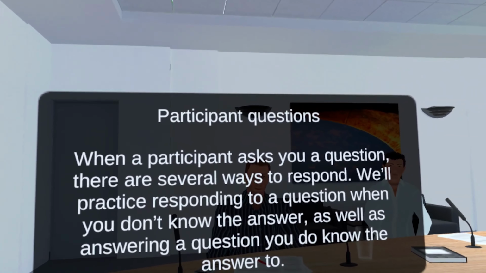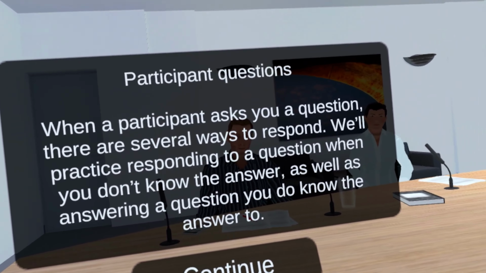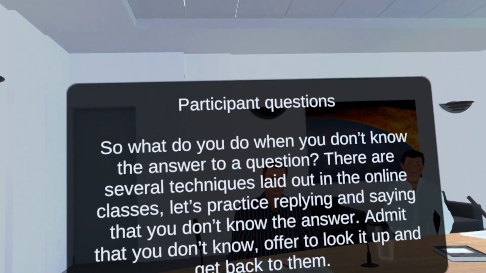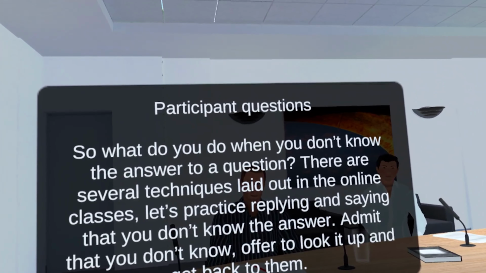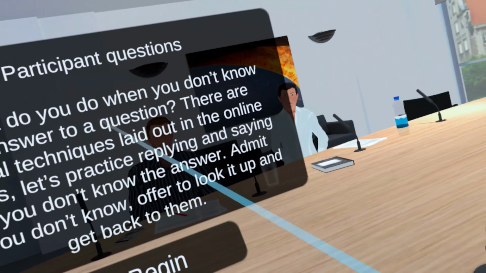When a participant asks you a question, there are several ways to respond. We'll practice responding to a question when you don't know the answer, as well as answering a question you do know the answer to. Okay. Several techniques are laid out in the online classes again, so there's online material. This is quite nice. Saying that you don't know the answer: admit that you don't know, offer to look it up and get back to them.